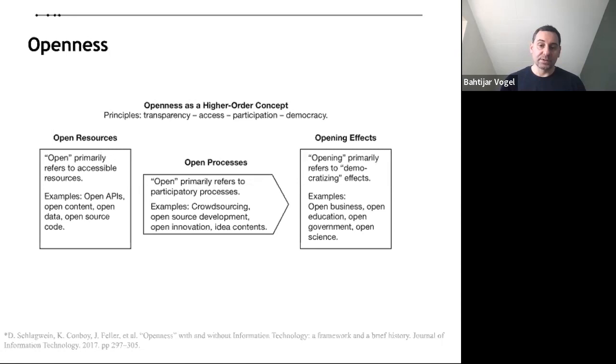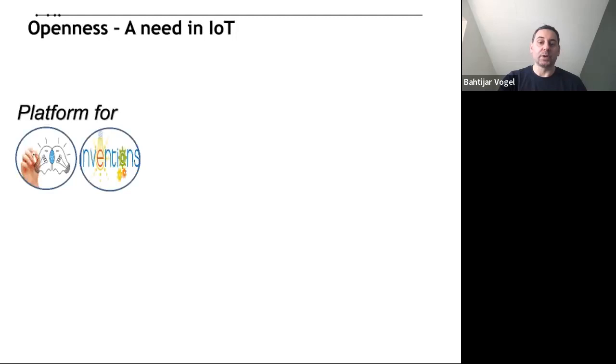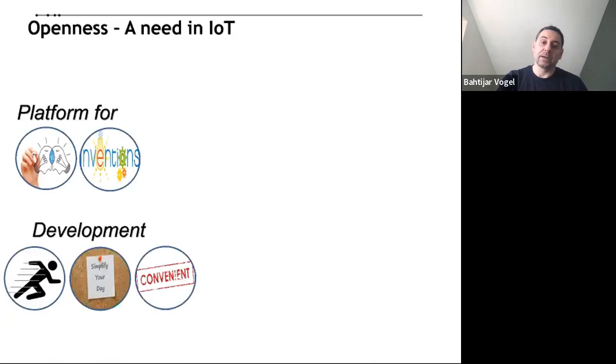And of course, it's finally about opening up the technologies, making them non-exclusive, because we have seen in our simple research that students are able to make an amazing prototype within 5 weeks. And then we did more research about openness, and we believe that openness is a need in IoT because it's a platform for innovation and invention. You can develop faster and easier and in a more convenient way, as we have seen.